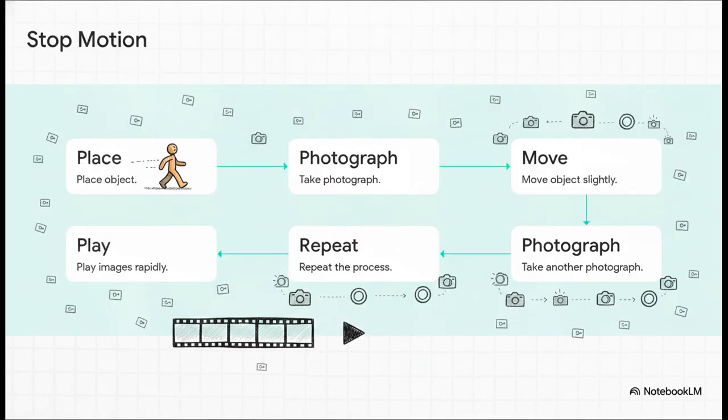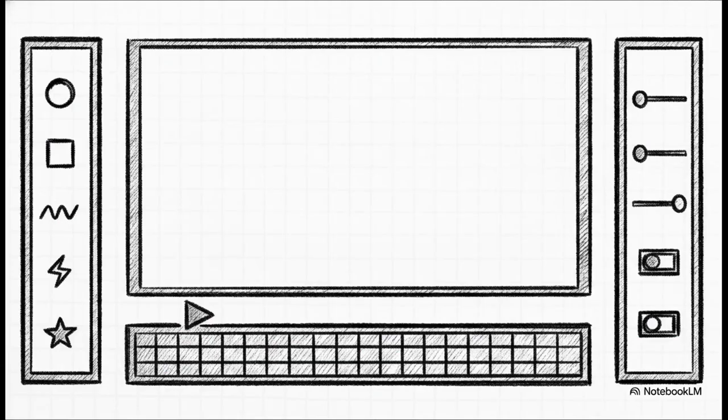This whole concept is perfectly encapsulated by stop-motion animation. It is a painstaking, very physical process. You place an object, take a photograph, move it just a tiny bit, take another photograph, and you repeat that process dozens or even hundreds of times. Then, you play those static images back rapidly. It brilliantly illustrates that all animation is fundamentally just a sequence of static images, just like our raster graphics being played back incredibly fast. Today, of course, modern software like Adobe Animate digitizes that entire painstaking process.